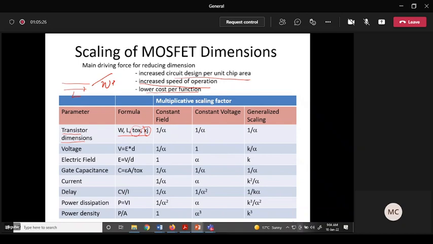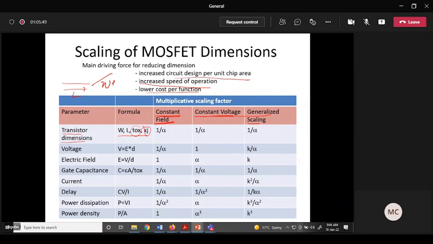Now, for this scaling or reduction of MOSFET dimension, we follow different rules. One method or approach is the constant field approach. Another approach is the constant voltage approach, and the third one is the generalized approach or generalized scaling.